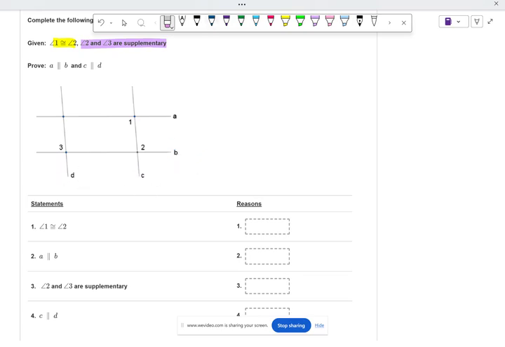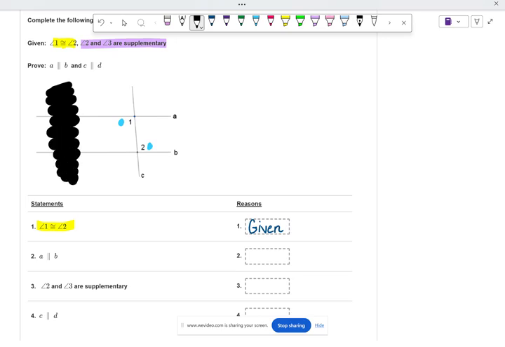All right, let's go through this proof and see what we can do. Step number 1. Angle 1 is congruent to angle 2. I see that that's up here in my given. So the reason for number 1 would be given. Now you're going to go mark those angles in your diagram. You're going to get your magic paper and cover up the part of this diagram that you don't need. Angle 1 and angle 2 are alternate interior angles.